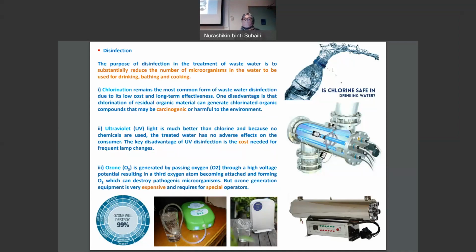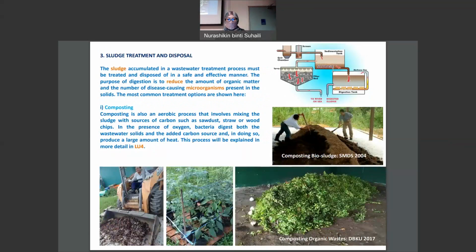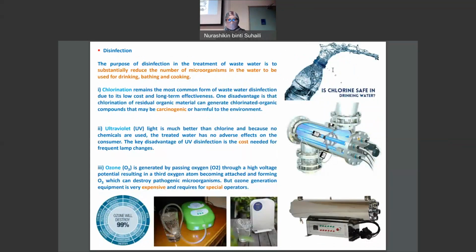All right, disinfection can also be carried out using ultraviolet, UV, or ozone, but these two methods are quite pricey and may not be applied in most developing or underdeveloped countries. Okay. So the most common one is chlorination. All right, so that's about the pre-treatment, primary until tertiary treatment.